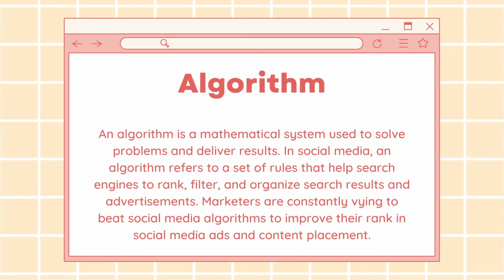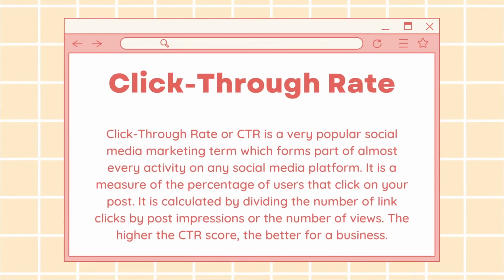Marketers are constantly vying to beat social media algorithms to improve their rank in social media ads and content placement. Click-through rate, or CTR, is a very popular social media marketing term which forms part of almost every activity on any social media platform. It is a measure of the percentage of users that click on your post. It's calculated by dividing the number of link clicks by post impressions or the number of views. The higher the CTR score, the better for a business.